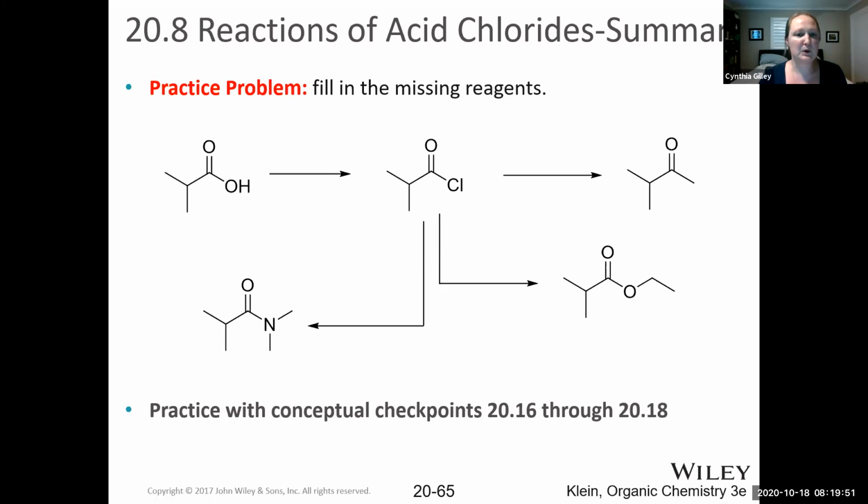Let's do a practice problem to start practicing and start to learn these different reagents. So take a minute, pause the video, and come up with the reagents that are necessary to do all of these reactions. And then after you're done with this problem, continue with conceptual checkpoints 2016 through 2018.